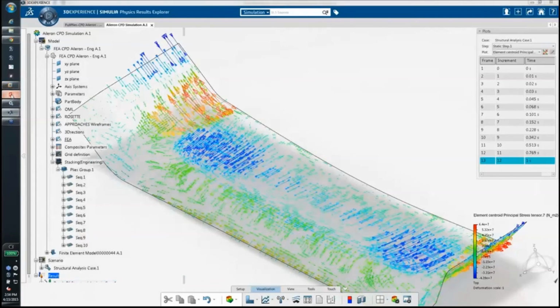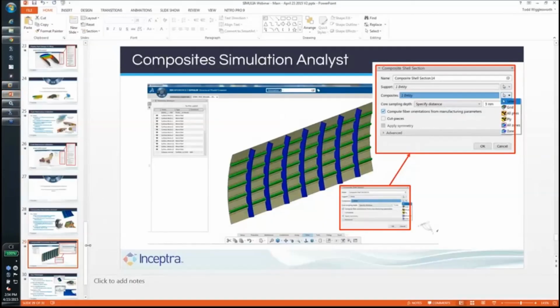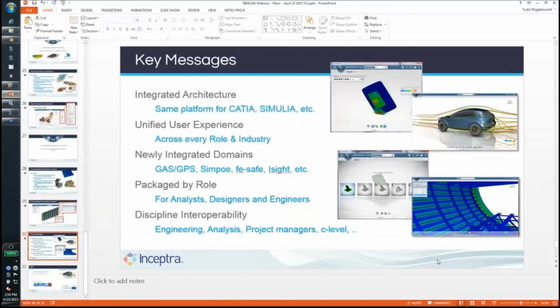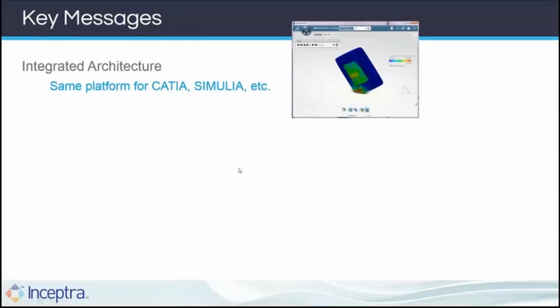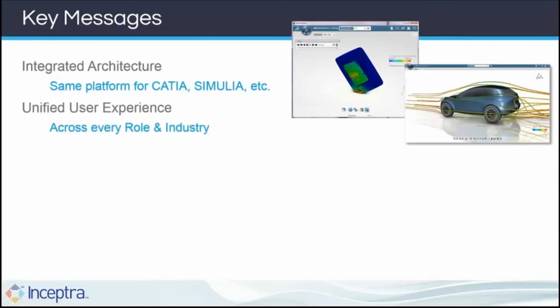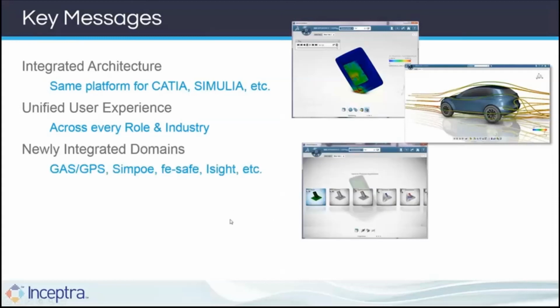Okay, so let's just jump back into the last slide, and we'll wrap up with the Q&A session if we have time here. So it's just the key messages from 3DEXPERIENCE from the SIMULIA standpoint. So integrated architecture, same platform, same interface for CATIA and Abaqus. No matter what type of role you are, I really showed designers, engineers, and analysts today, but even outside of those realms, you're going to have the same look and feel interface. You'll all be talking on the same level within your corporation.